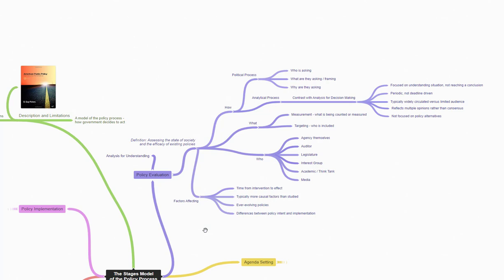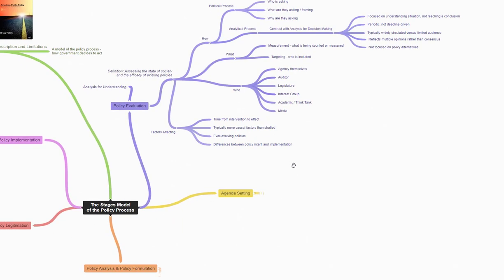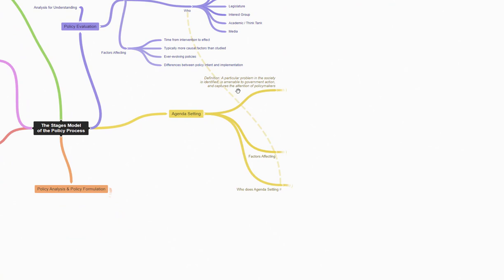The next stage in the stages model is agenda setting. So what do we mean by agenda setting? That a particular problem in society is identified. That problem is deemed to be amenable to government action, and it actually captures the attention of some policymaker so that they are motivated to do something about it. So let's explore these three elements to this definition, and then we'll talk about some of the factors affecting whether or not something gets on the agenda, and then who does this agenda setting process.